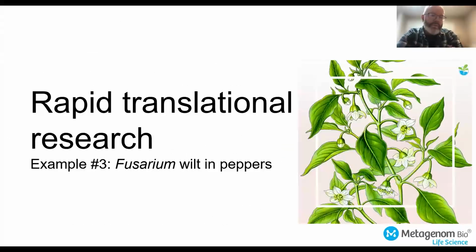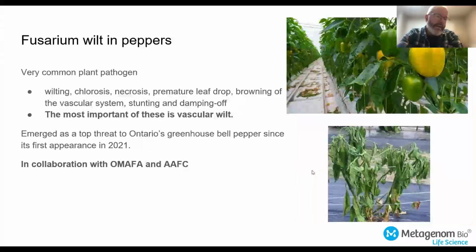The third example is Fusarium wilt in peppers. Next slide, please. This is a devastating disease, common plant pathogen in hydroponic systems, which causes a wide variety of symptoms. The most important of these is vascular wilt. And it is a devastating disease in Ontario greenhouses, significantly emerging since 2021. And this work is in collaboration with OMAFA and AAFC. Next slide, please.